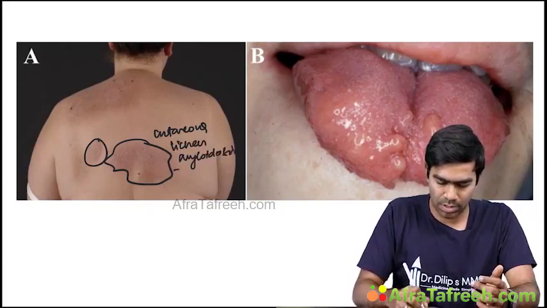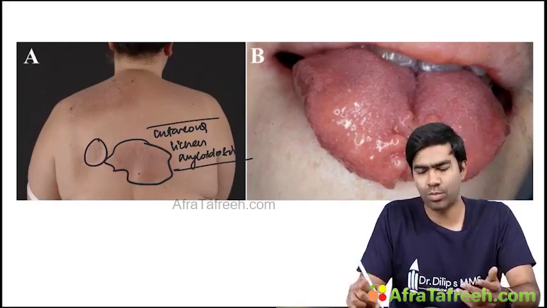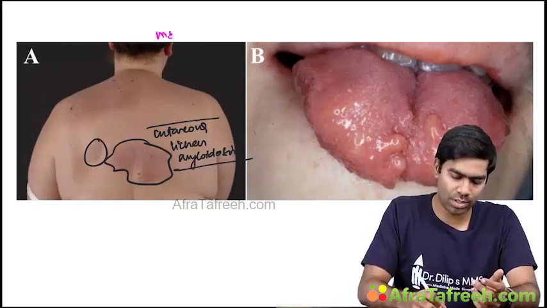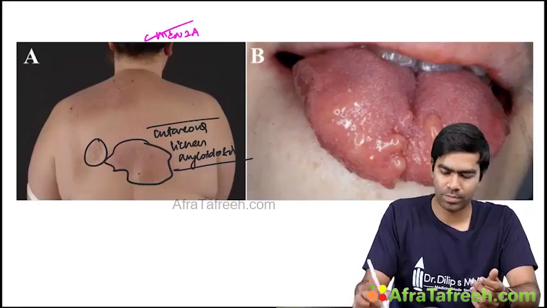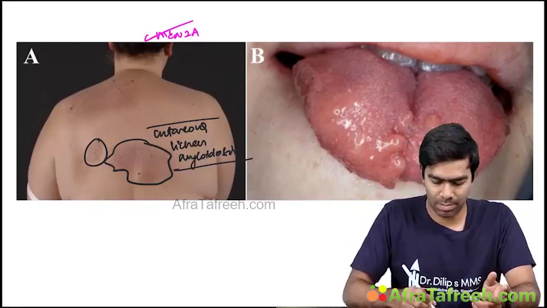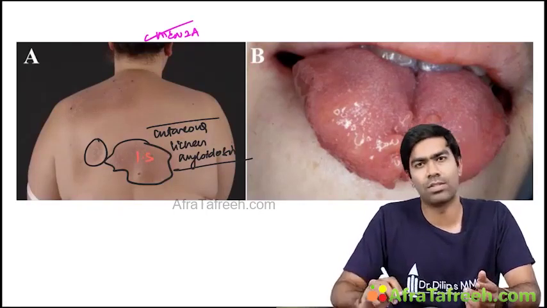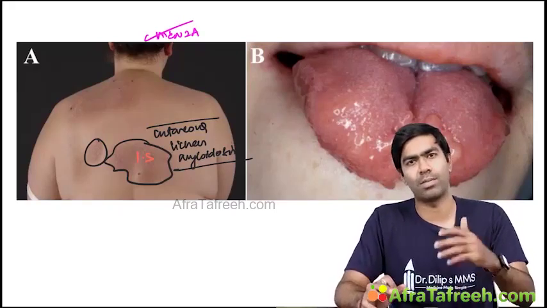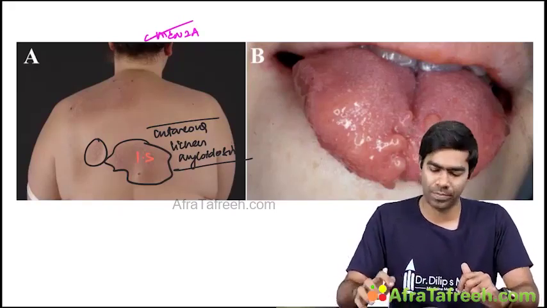But remember, if they give you a picture like this and ask you what is the type of MEN syndrome, you are going to note it's MEN 2A syndrome. That's all. This is a cutaneous lichen amyloidosis, very common in the interscapular region, and that's why I'm showing this image. Common location for this cutaneous lichen amyloidosis: interscapular area.